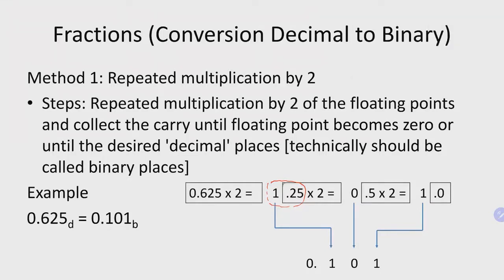So this fits here. Times 2, you get 0.5. And 0.5, the carry is 0, so there will be 0. So we got 1 here, 0.1, and here the carry is 0, so we get 0 here. And then the floating point, we multiply that again.